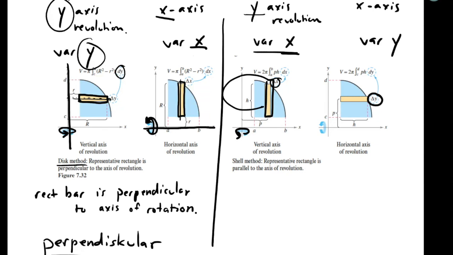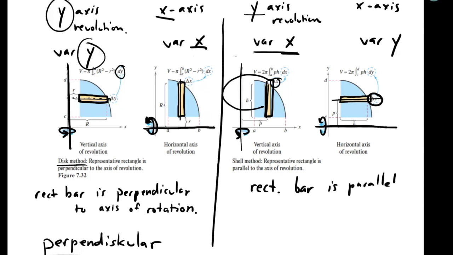Similarly, if we have a y-axis revolution, notice our vertical bar, in this case rectangular bar, is parallel to the axis of revolution. And again, for the x revolution, our rectangular bar is parallel to our axis of revolution. Or a way to remember that is that it's always going to be parashell.